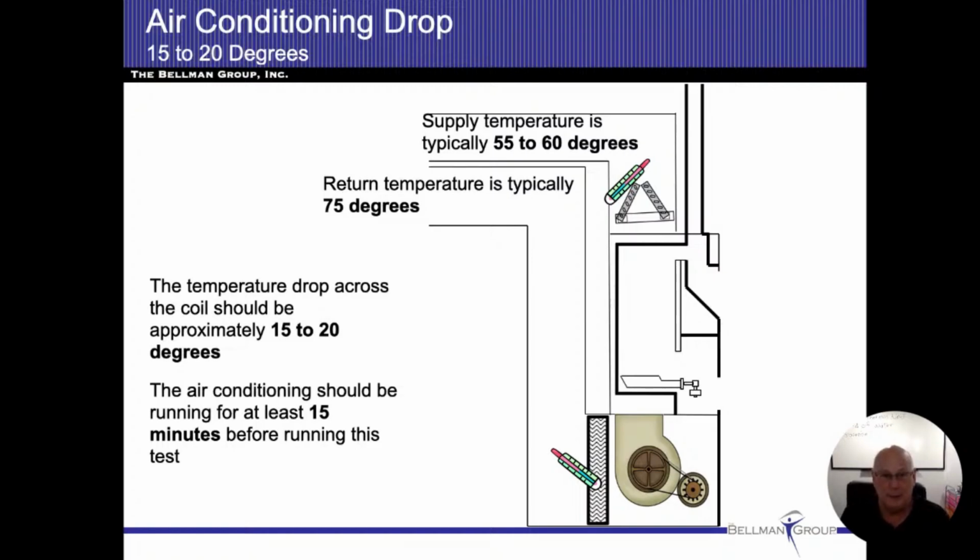and take your temperature reading that way. The ductwork is never going to be the same temperature as whatever the airflow is, all right? So you want to get the temperature of the airflow, and that's where those turkey thermometers just make life a lot easier. So we're looking for it to be somewhere around 50 to 55 degrees. Supply temperature is typically 55 to 60.